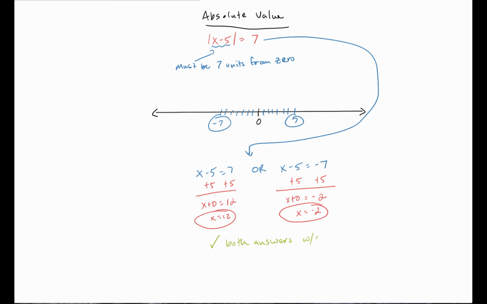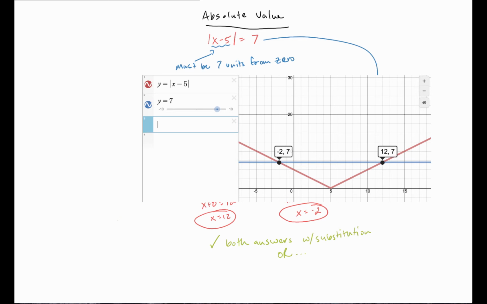And of course, since we have two answers, we want to check both answers using substitution, or we can just glance at the graph. You notice I graphed the left side of the equation, absolute value of x minus 5, and the right side, and I see that they intersect when x is equal to -2 or x is equal to 12. Those are my critical points.